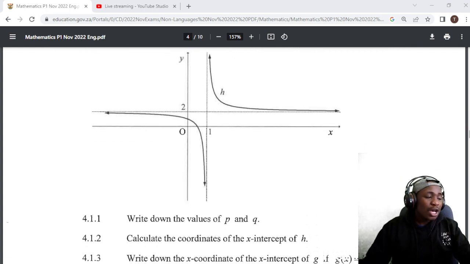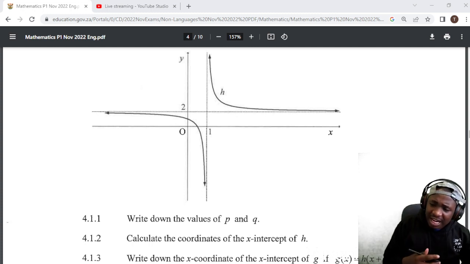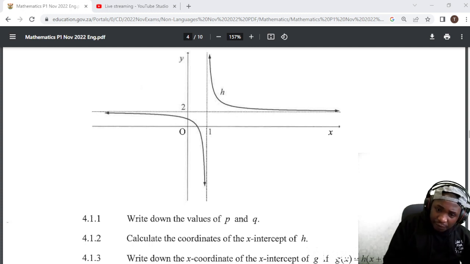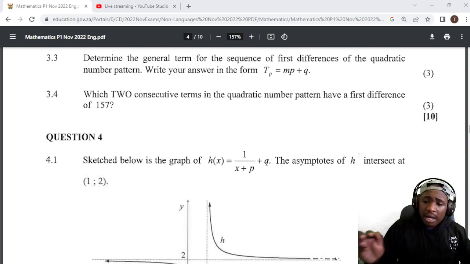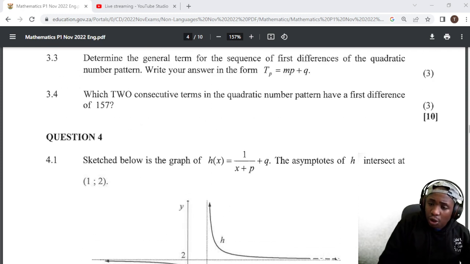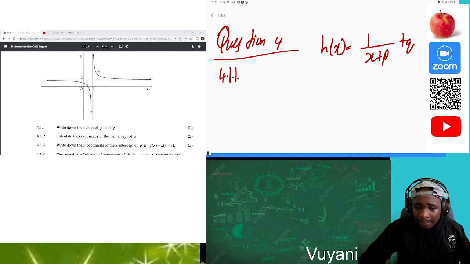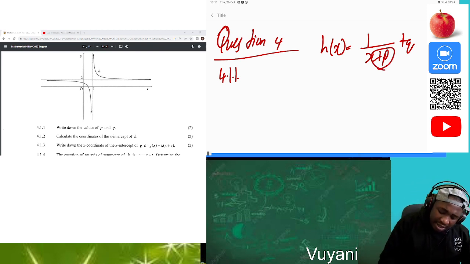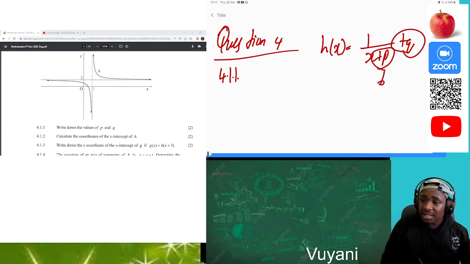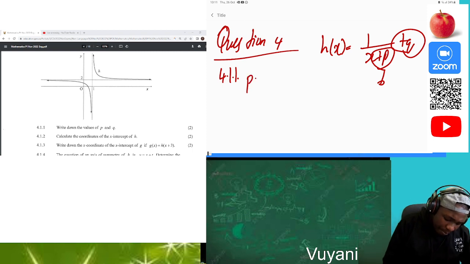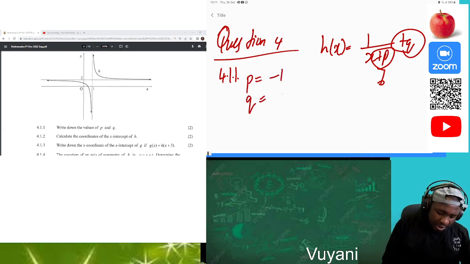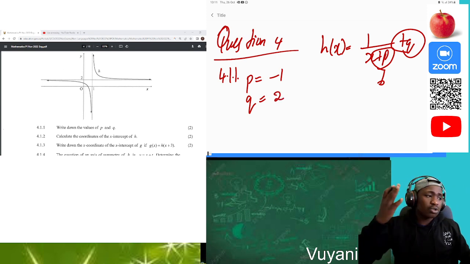Originally, our function, let's write 4.1.1, for a hyperbola is always given as h of x equal to 1 over x plus p plus q. So we can look at our graph and determine the value of p. This is the vertical asymptote, this is the horizontal asymptote. Therefore p will be equal to -1 and q will be equal to the value of the horizontal asymptote, which is 2.